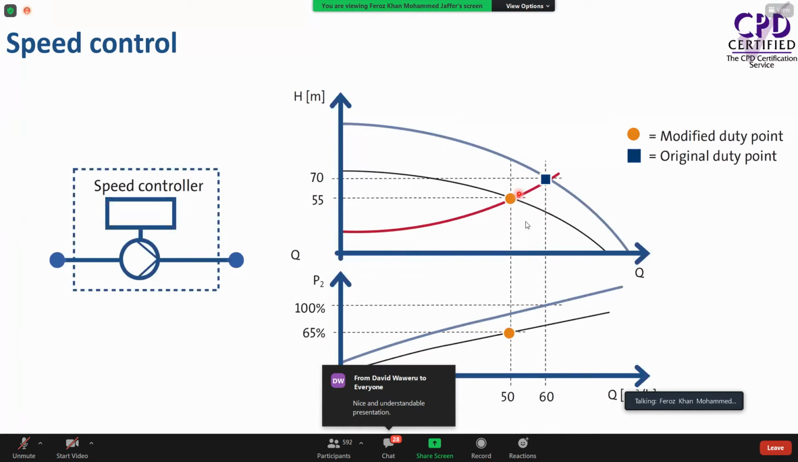In the first two methods, we were playing with the system curve. We were increasing or reducing the system resistance to control the pump performance. In the third and fourth methods, we are not touching the system curve. We are disturbing the performance curve of the pump, either by trimming or by controlling the speed of the pump. Hope this part was clear.